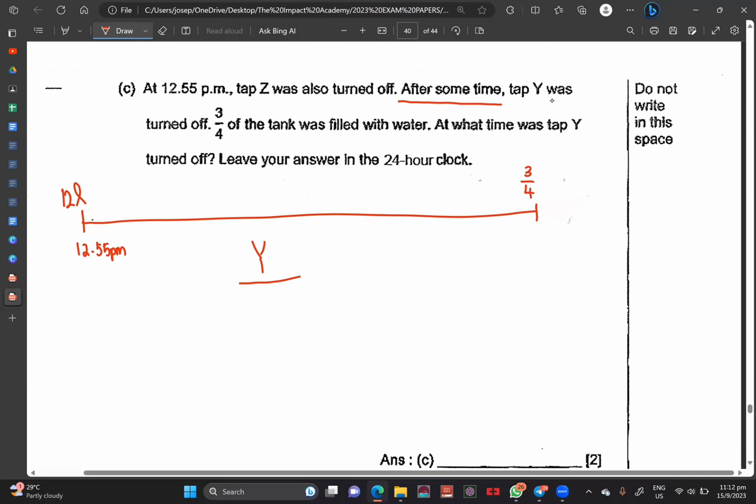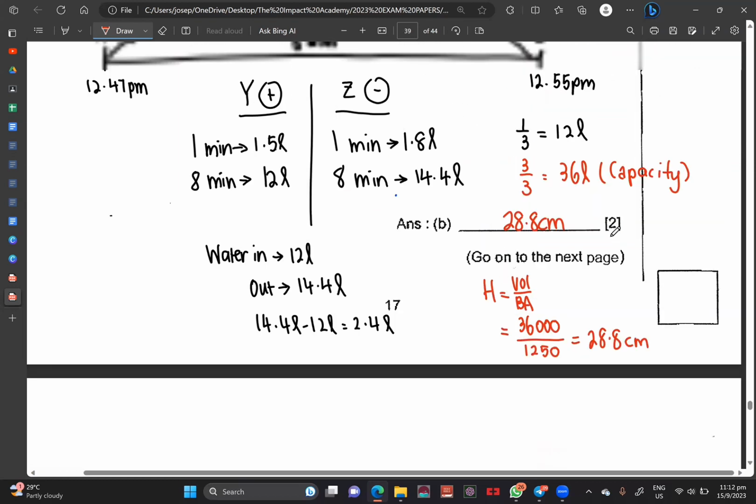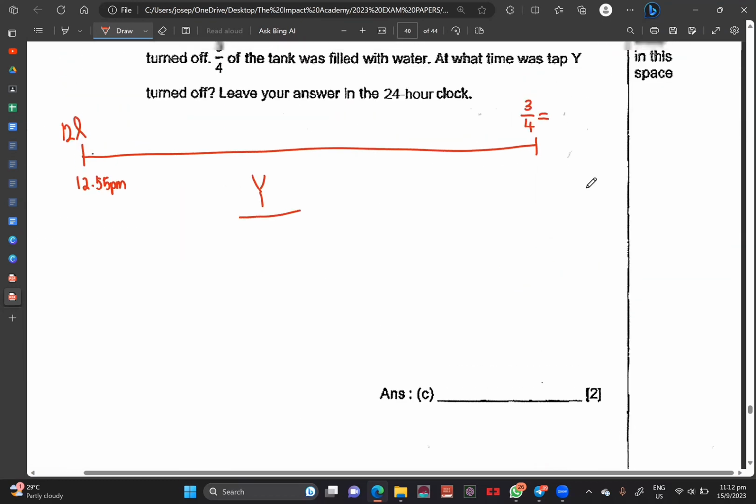So what are we going to do? We are going to quickly find out what 3/4 is. Remember just now, we have learned that the capacity is 36 liters. So we can simply say 4/4 is equal to 36 liters. We are going to find 1/4, and that gives me 9 liters. And we want to find 3/4, so 3/4 is basically 27 liters.